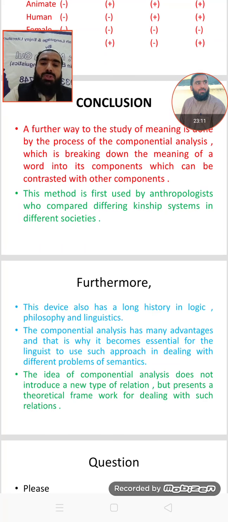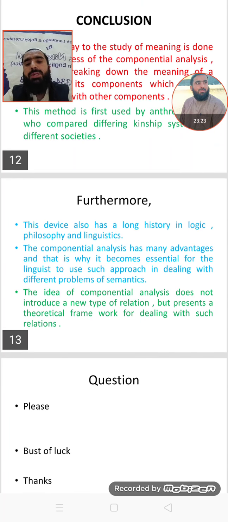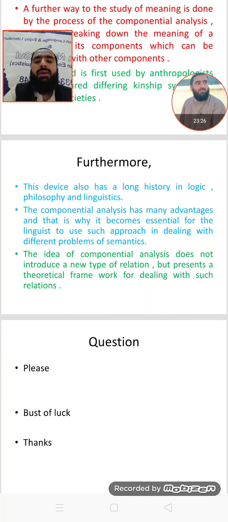This method was first used by anthropologists, who, as we have discussed, compared kinship terms and words from different cultures. This device also has a long history in logic, philosophy and linguistics. Componential analysis has many advantages. Yes, we have discussed, with the help of componential analysis we make a distinction between odd sentences and good sentences.